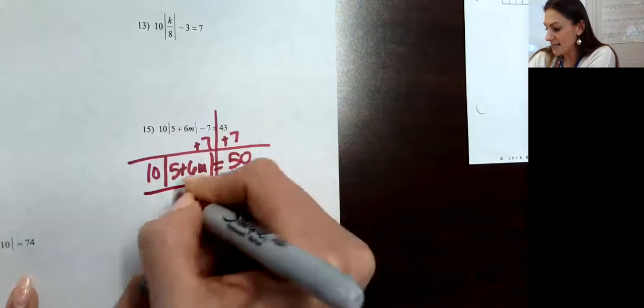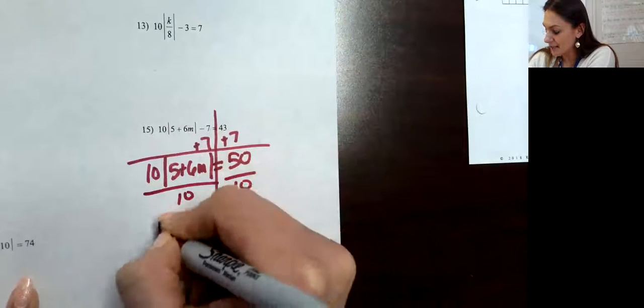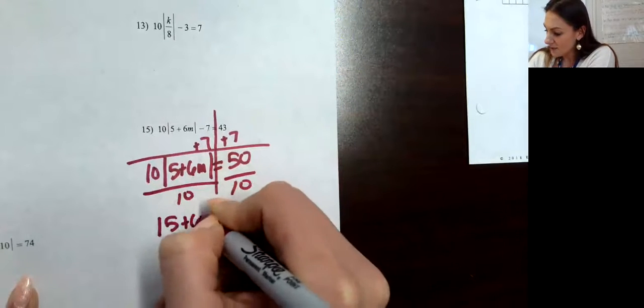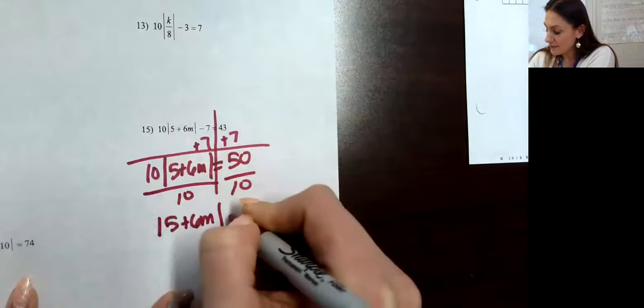All right, and so now I have equals 50, almost absolute value by itself. It's being multiplied by 10. So I'm going to divide both sides by 10. And I get the absolute value of 5 plus 6m equals 5.